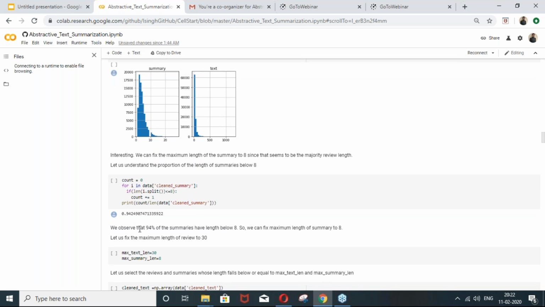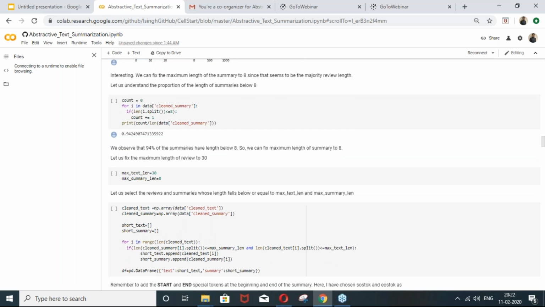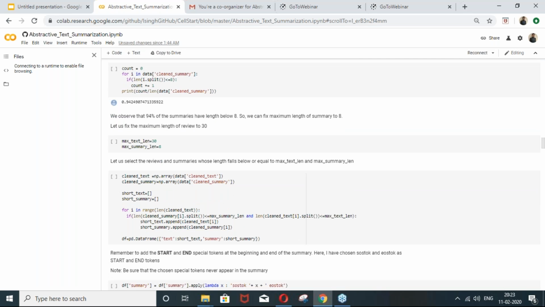So we have got the two things. Till now, we have cleaned the data and pre-processed it, and we have got the summary and text lengths. We have fixed the maximum text length as 30 and the maximum summary length as 8. Now we have to select. Again, an elimination part will come. From the 88,000, we will only take into consideration those whose summary length is at most 8 and text length is at most 30.